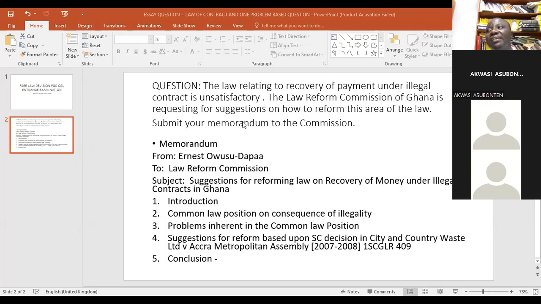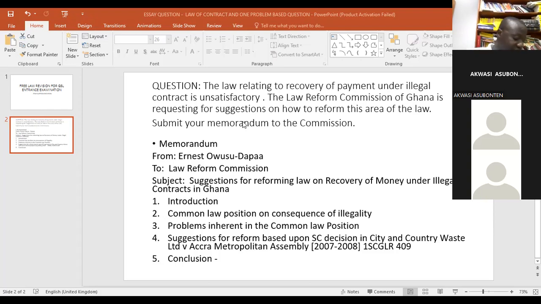The only exception which developed at common law was that where it could be demonstrated that the parties were not in pari delicto. That is to say that they were not equally at fault as far as the illegality is concerned. Then the court may allow some recovery under very limited circumstances.